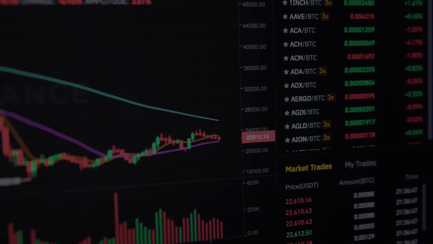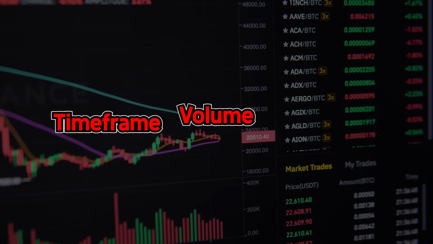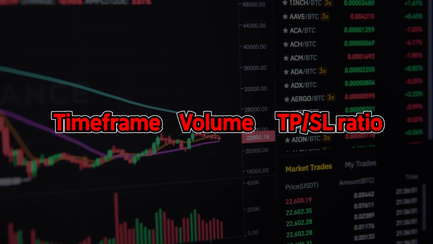With all 3 strategies, always check your time frame, confirm with volume, and make sure your risk to reward is set before you enter.